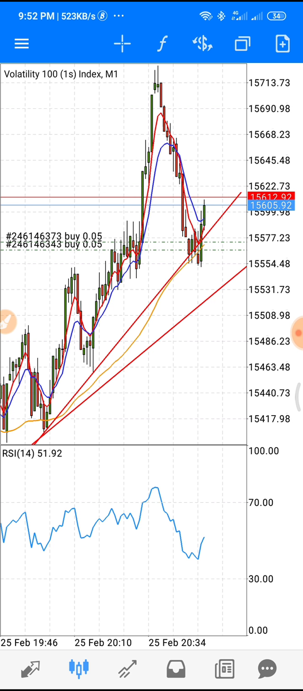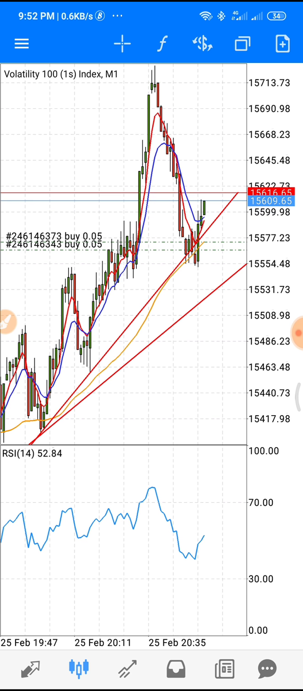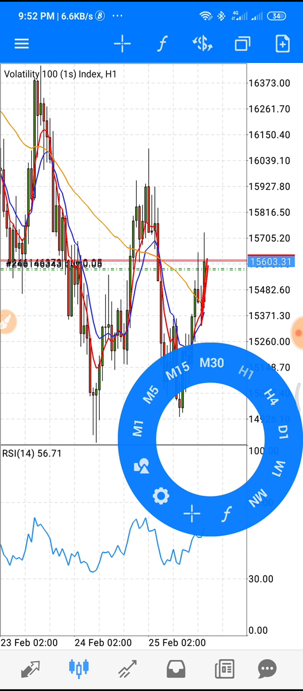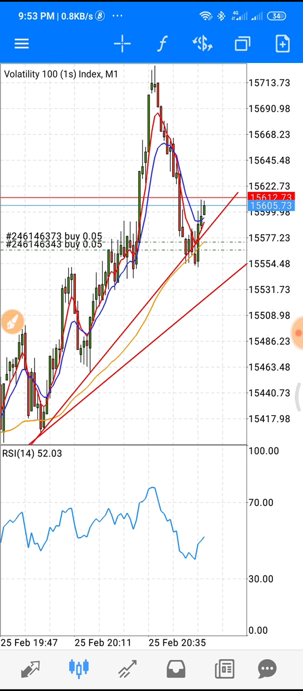So number one, check H1, check what the current candle is doing. If it is bullish, come back to M1, draw your trend line and start looking for an opportunity to buy. If it is bearish, start looking for an opportunity to sell, and make sure on that H1 it's not on a resistance or support zone. So those are the rules of the strategy, and always use big lot size.